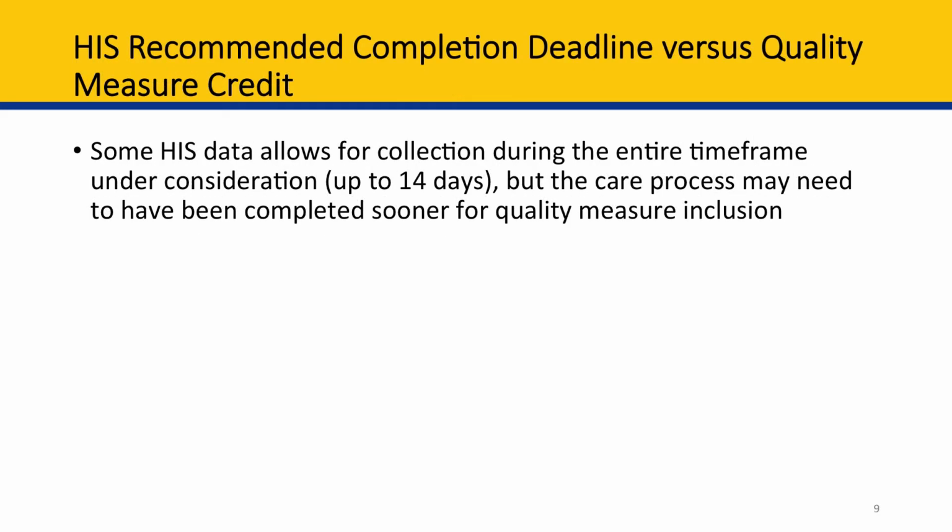Earlier, I mentioned that you have a recommended 14 days to complete HIS records. However, I want to talk now about the difference between the recommended completion timing and what earns credit for the quality measures. Some HIS data allows for collection during the entire time frame under consideration, which is up to 14 days, but the care process may need to have been completed sooner for quality measure inclusion. Let's look at some examples.